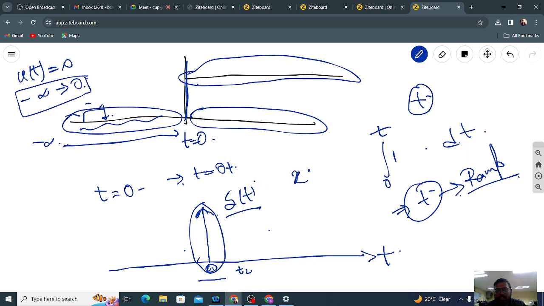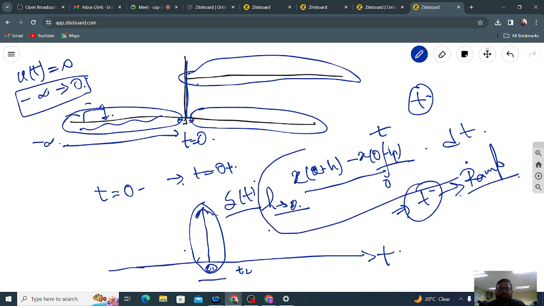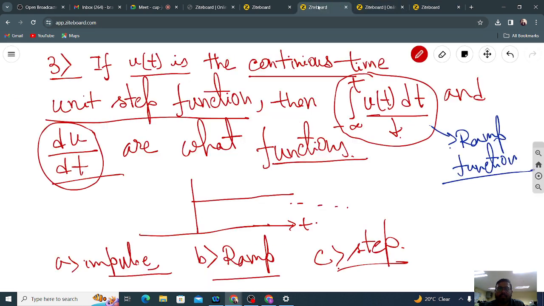So that is only x of 0 plus h minus x of 0 minus h, this small region, and h tends to 0. So that is an impulse function.